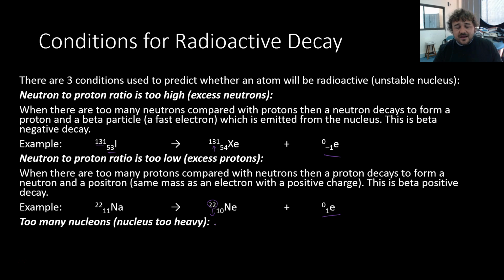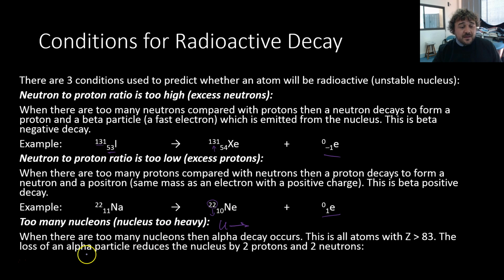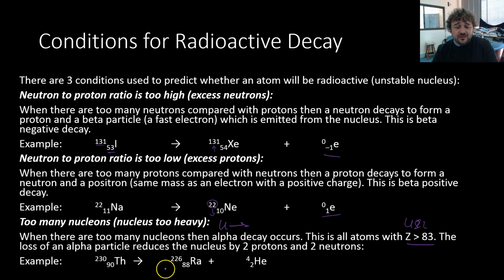Then, if we just have too many nucleons, if the thing is too heavy, and this is everything from uranium up, they're called the transuranic elements. Basically, if you're a transuranic element, you have too many nucleons, and it doesn't like it. So what it's going to do, so Z above 83, remember uranium is 92, that should be a 9. And so you lose a helium nucleus, which is 2 protons, 2 neutrons.